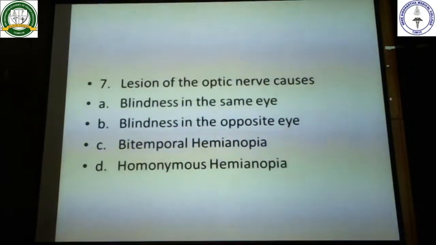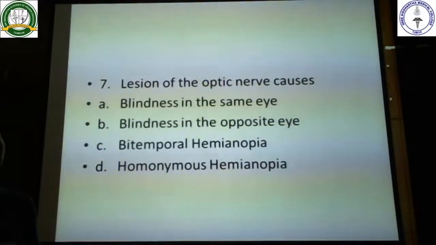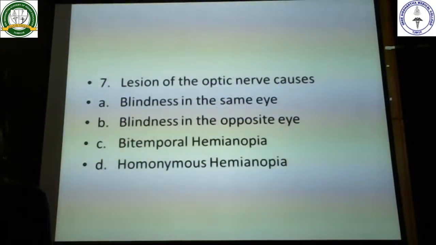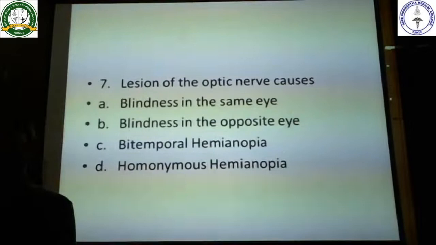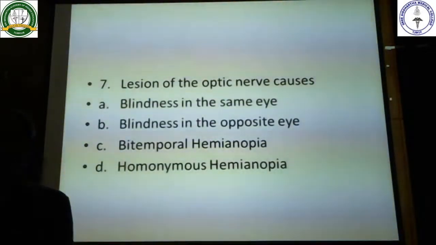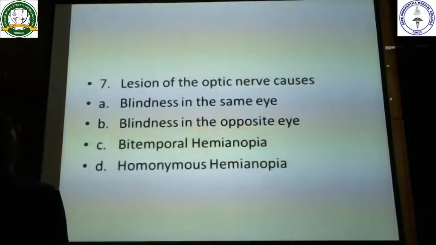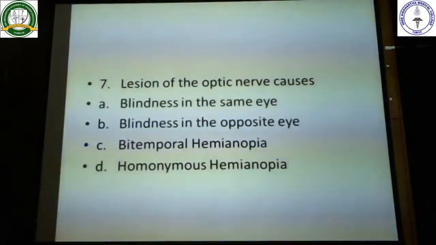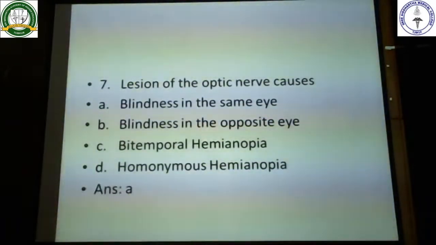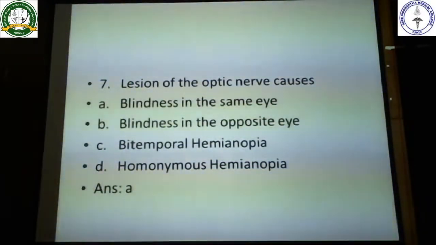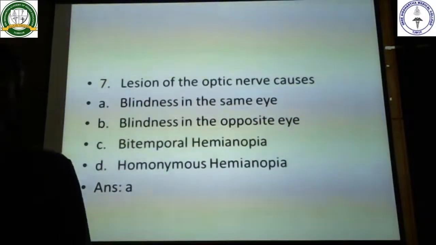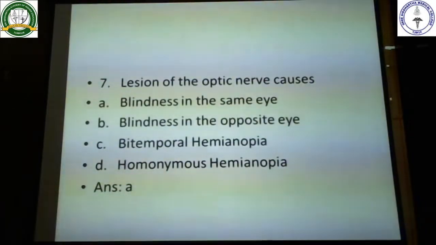Lesion of optic nerve. Now, visual pathway is a long essay question, and lesions of the visual pathway is also a long essay question. It can be a main question, it can be a short note. Lesions separately can be asked, different lesions can be asked. So lesions of the optic nerve: if the optic nerve is lesioned, what does it cause? It causes blindness in the same eye. If the optic nerve itself is defective, in the same eye there is blindness.